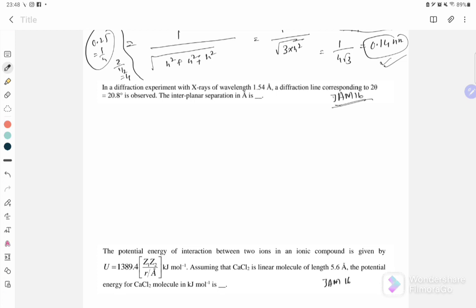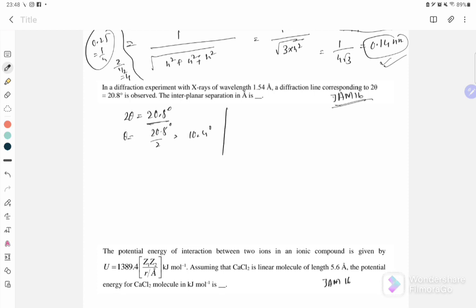Okay, this one is also from X-ray diffraction. Here there is 2 theta. 2 theta is given, but in the equation we can use theta only, not the 2 theta. Just be careful about that. The 2 theta is given, not theta, so you have to calculate theta. Theta is 0.8 by 2 degree, that is 10.4 degree.